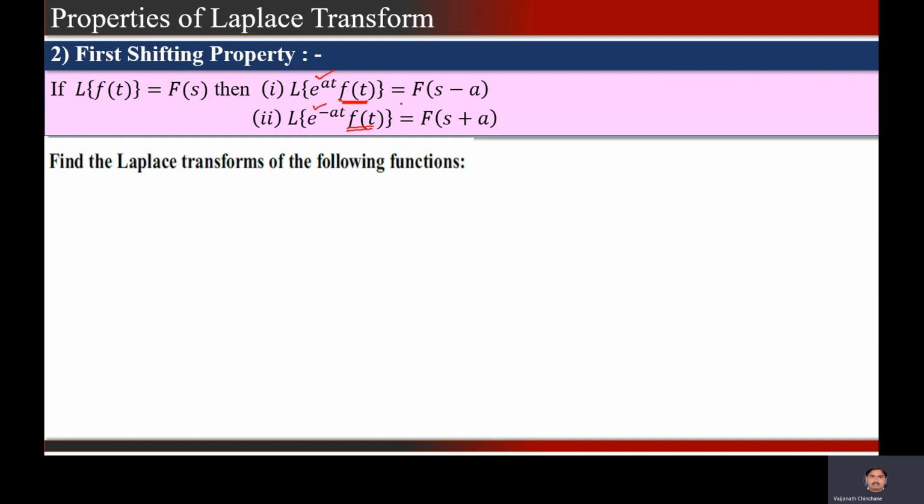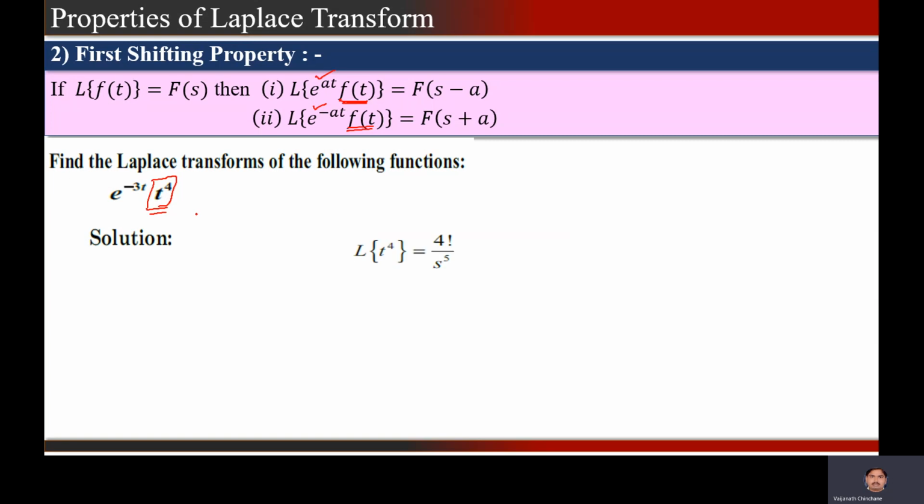Here, find the Laplace transform of the following. First one is e raised to minus 3t, t raised to 4. The solution, student: first of all decide what is your f of t. Which is the f of t? Leaving aside e raised to at, whatever the rest is, that is your f of t. And leaving aside e raised to minus at or e raised to at, whatever the value, that is your f of t. So first of all decide your f of t, take the Laplace of that.